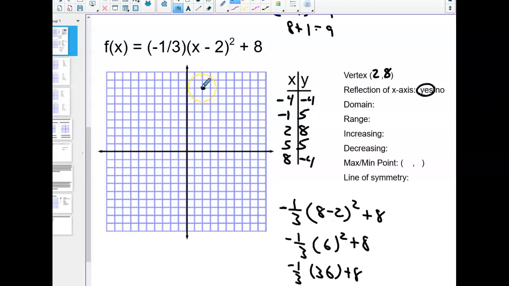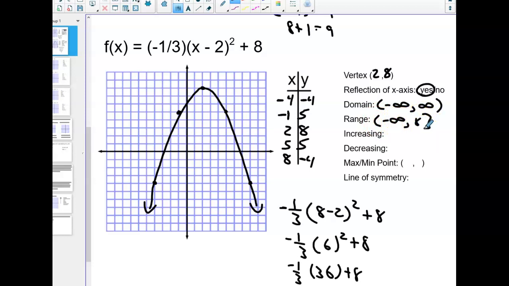2, 8. Negative 1, 5. So therefore 5, 5. 8, negative 4. Negative 4, negative 4. And there's my graph. My domain goes from negative infinity to infinity. I'm reading my range. It's going downward. So it's going to negative infinity and it's stopping at 8. So negative infinity to 8.